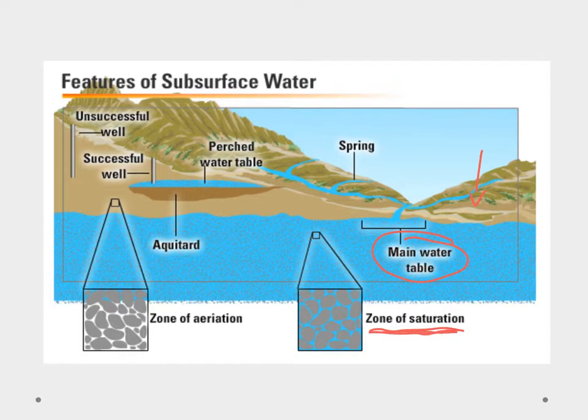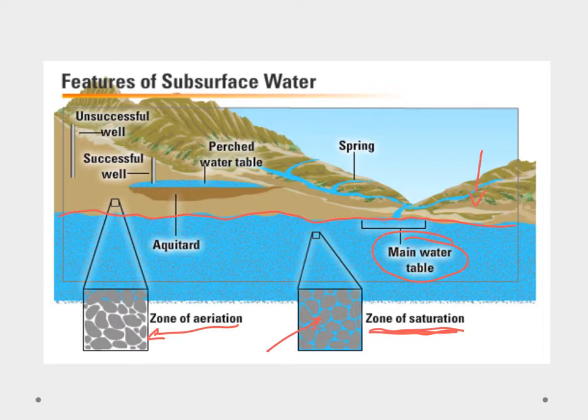And that's where the pores between the particles that we find in our soil is all going to be filled with water. Above that, we'll have a zone of aeration where those pores, instead of being filled with water, are going to be filled with air and gases. So we can see that we have this little differential line right here that separates our zone of aeration and our zone of saturation.